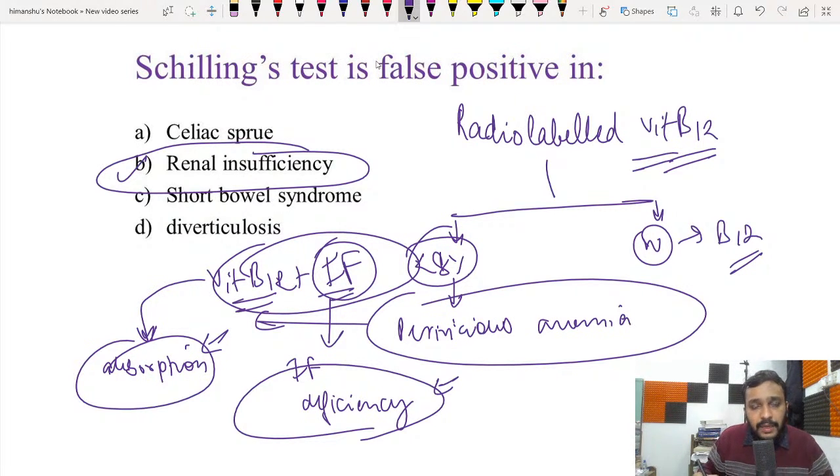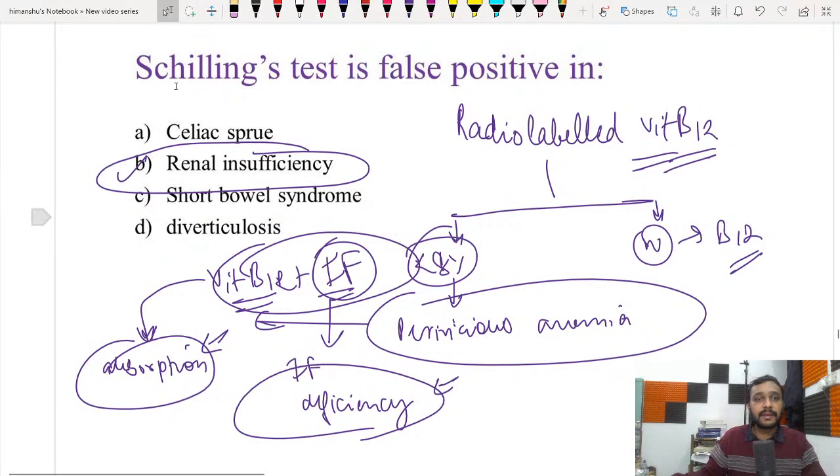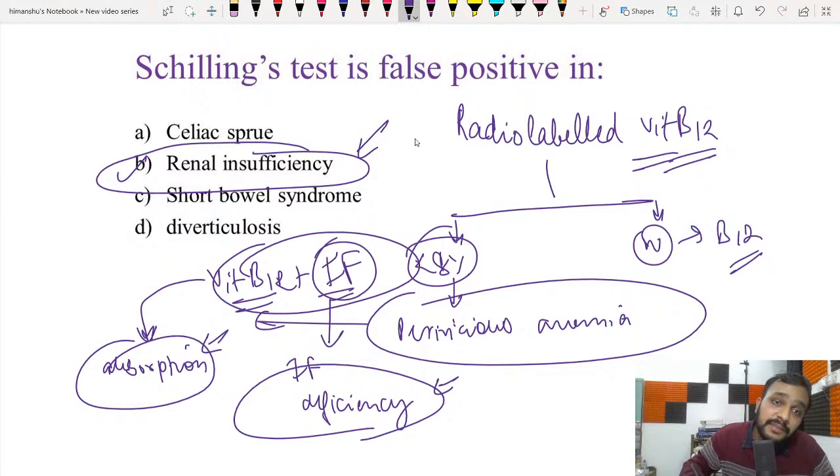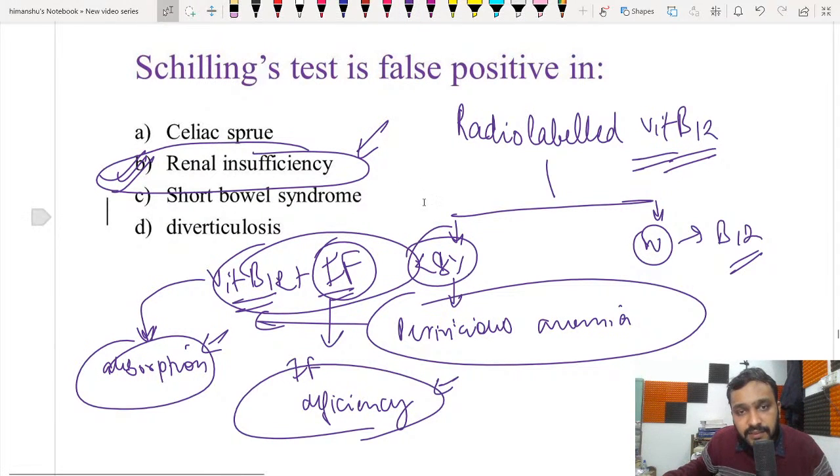So if even after giving the intrinsic factor the excretion is less, then it is due to difficulty in absorption. But if after giving intrinsic factor it becomes normal, then it means there is intrinsic factor deficiency. This radio labeled vitamin B12 is basically being excreted in the kidney, so if we have renal insufficiency, the radio labeled vitamin B12 will increase in renal insufficiency.